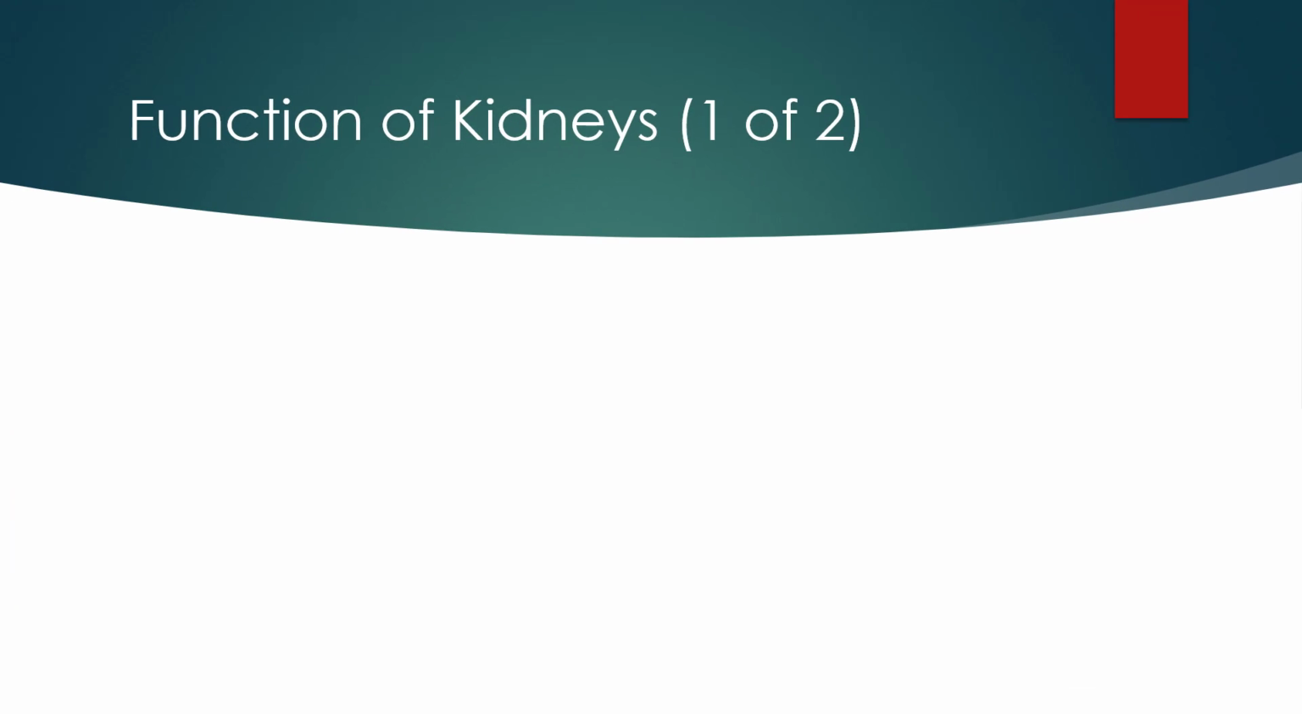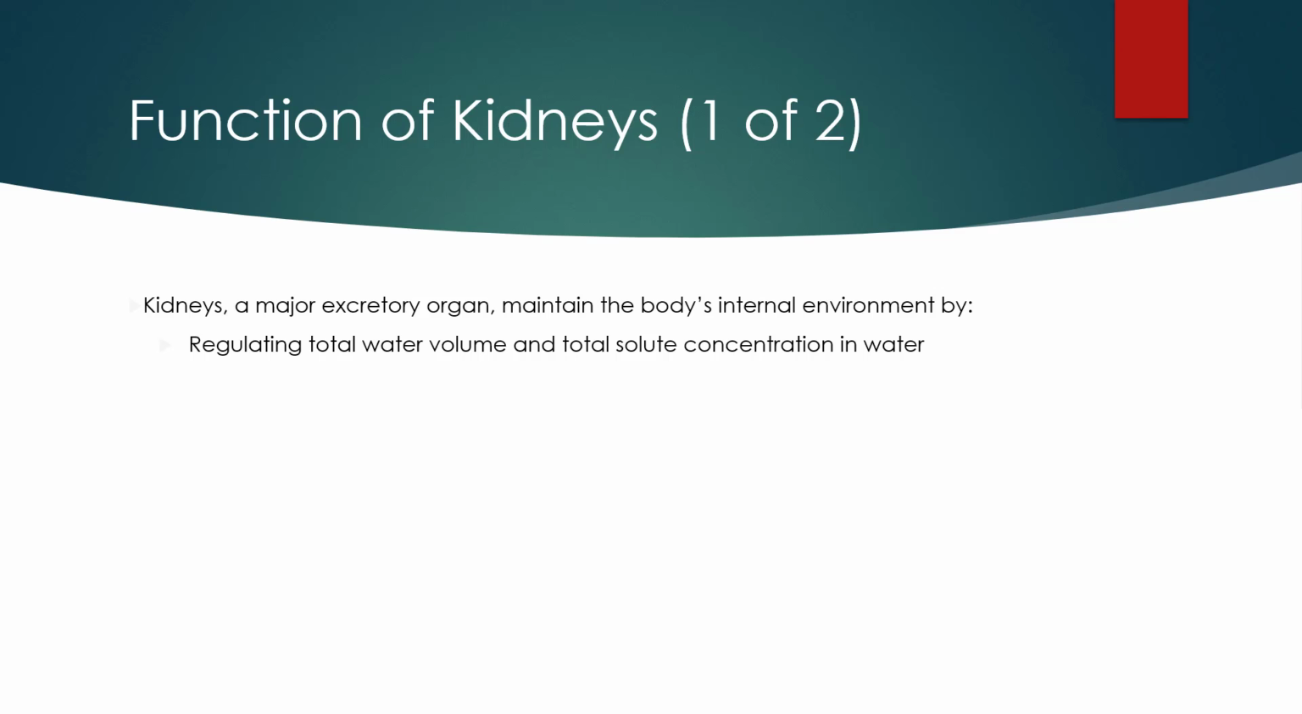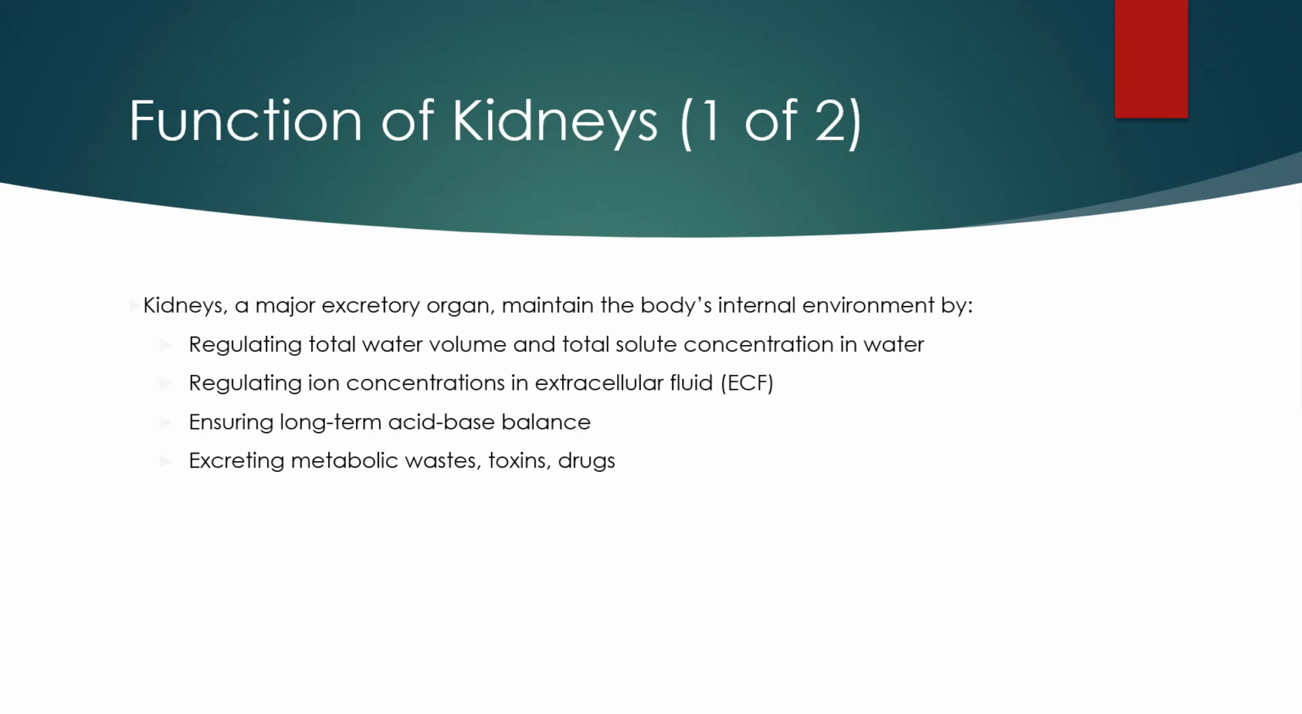And let's take a look at the function of the main organ for the urinary system, and that will be your kidneys. Your kidneys are a major excretory organ, and they maintain the body's internal environment by regulating the total water volume, the total solute concentration in water, regulating ion concentration in the extracellular fluid, ensuring long-term acid-base balance, and excreting metabolic waste. That's pretty much what most of its job is.